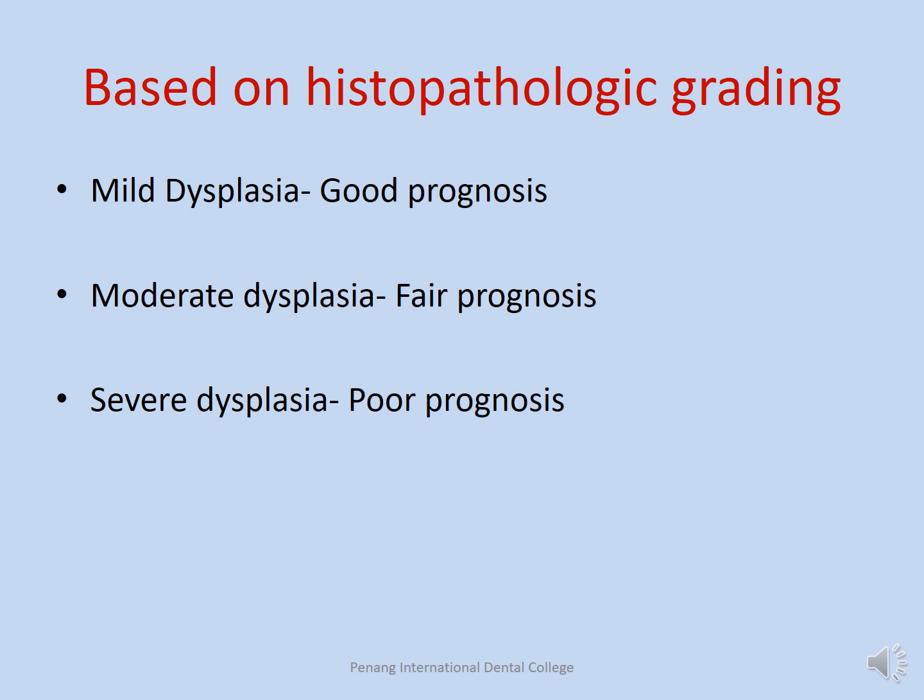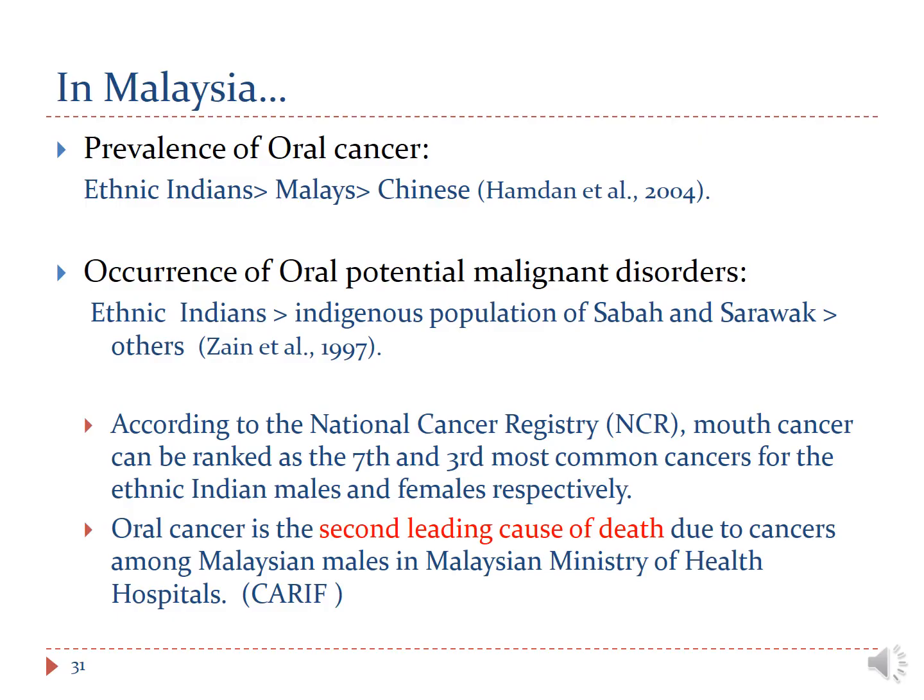Right? So, based on the histopathological grading, mild dysplasias have good prognosis. That means there is a very high chance that if the patient stops the habit at this point, the lesion can reverse, and the patient has less risk of developing oral cancer, whereas moderate and severe epithelial dysplasia have fair and poor prognosis because the genetic damage that has taken place because of the exposure to carcinogens is more than that in mild dysplasia, and there is a fair risk of the patient developing cancer.